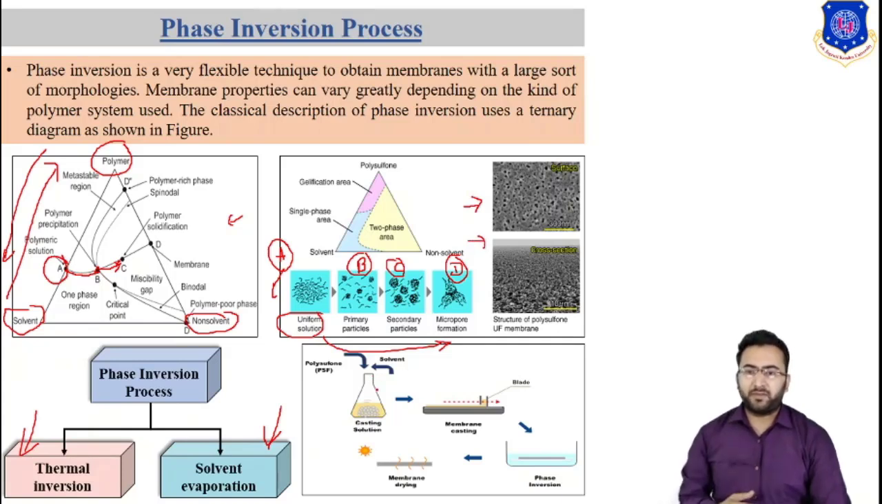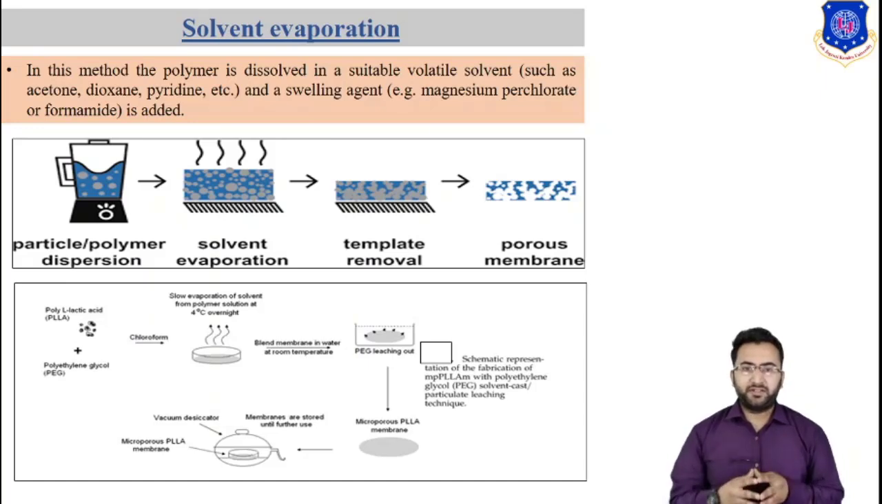Generally, in the phase inversion method, we add polymer and one solvent, which go to membrane casting. Then the phase inversion process occurs and it converts into the membrane, followed by drying. So this process can occur in two ways: one, the thermal inversion method, and second, the solvent evaporation method. In this method, the polymer is dissolved in a suitable volatile solvent such as acetone, and a swelling agent such as magnesium perchlorate is added. The mixture is known as the casting dope or solution.